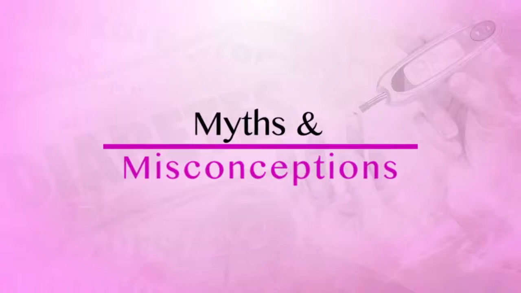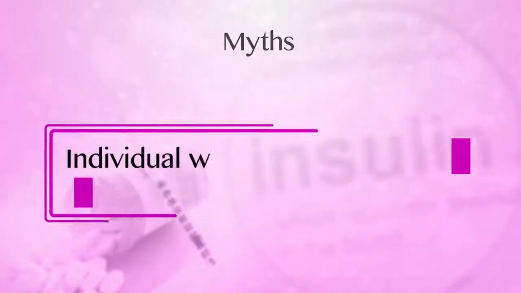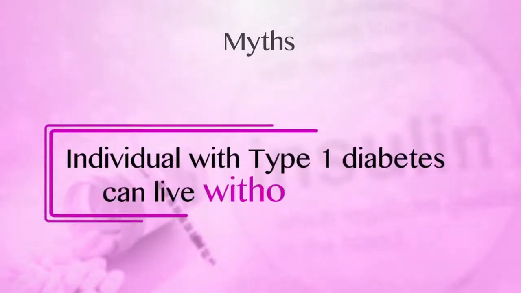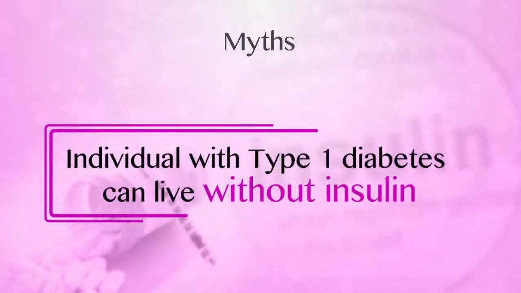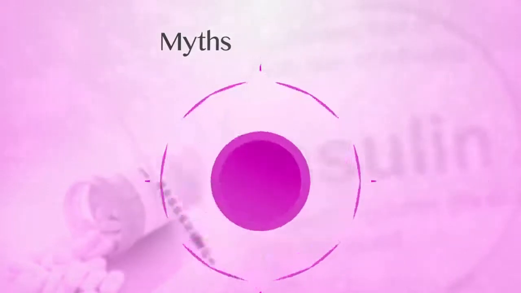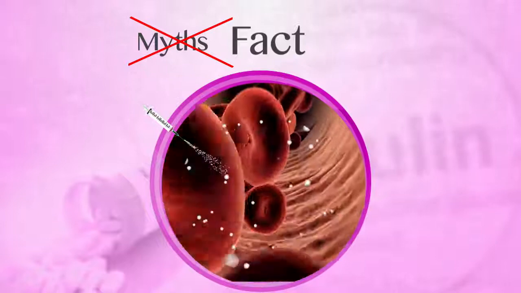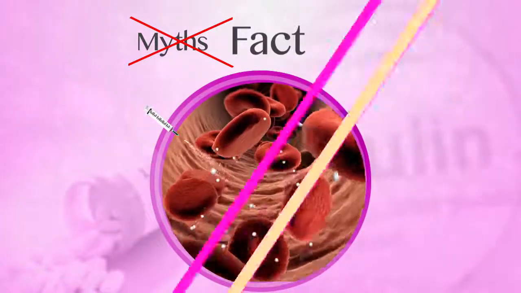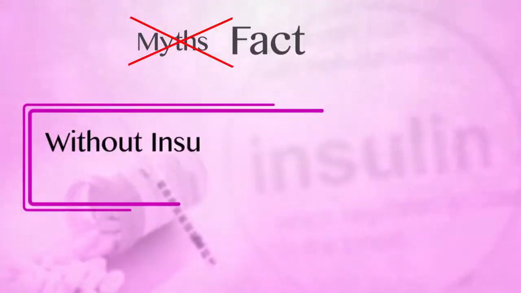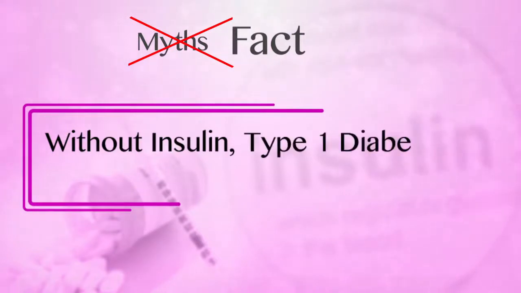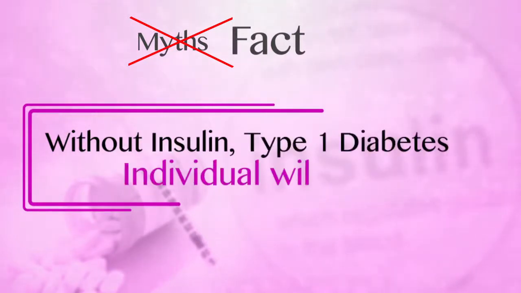The myth about type 1 diabetes, which is really worrisome, is that we can do something about this disease without giving insulin injections. The only way we can efficiently deliver insulin to an individual is by giving them injections of insulin. Without insulin, a type 1 diabetes individual will die.